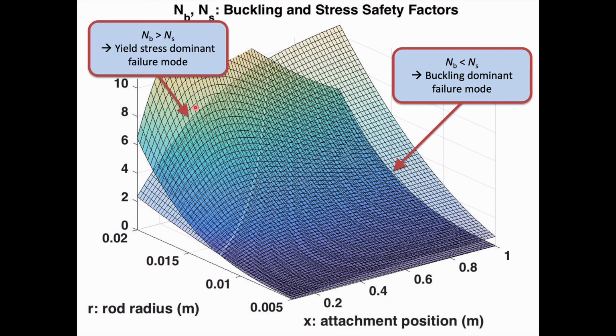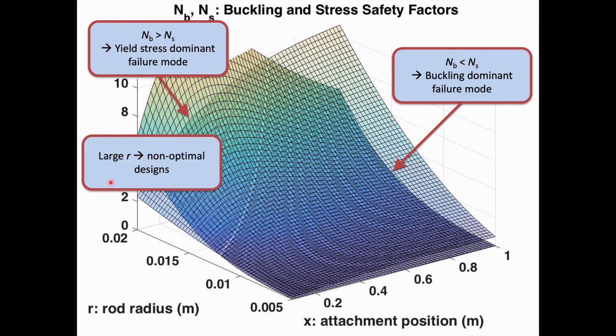But if I look over here, the relationship is reversed. There's actually this curve right here where the two surfaces intersect. And if I go on the other side of this curve, then it's the yield stress failure mode that's dominant. So the yield stress failure mode, I'm tracing its outline right here, that is the one that is closer to 0. It's smaller. That's the dominant failure mode.